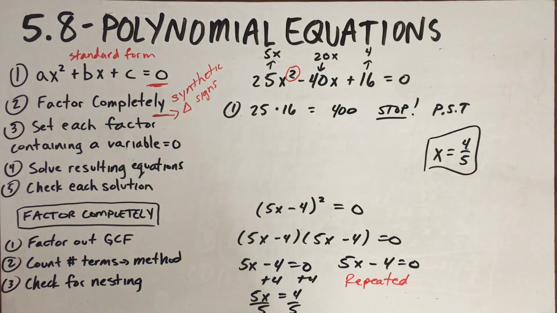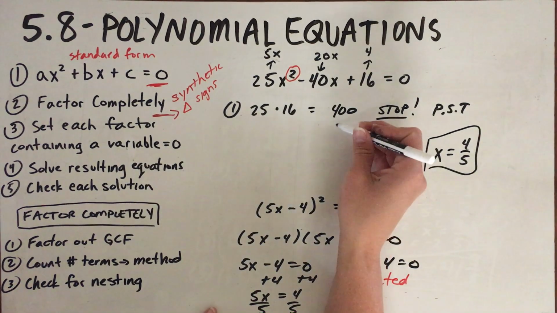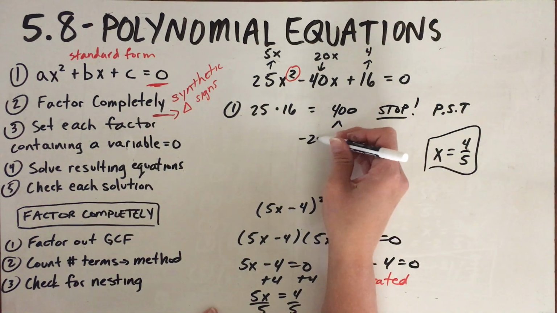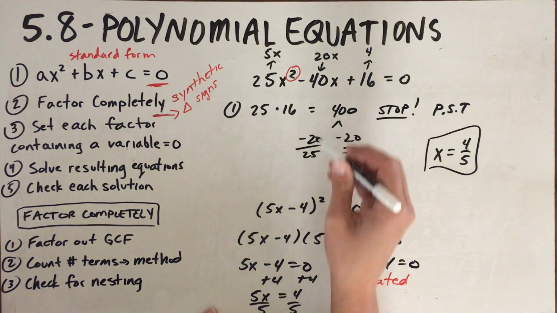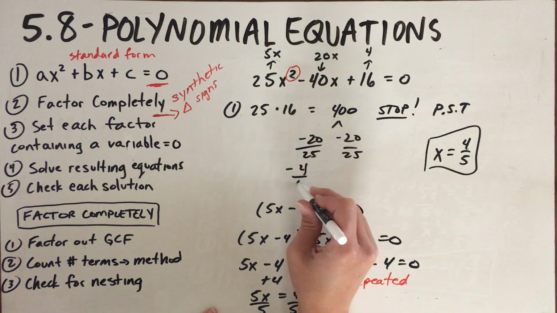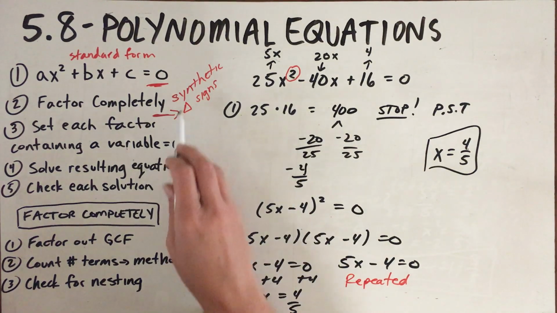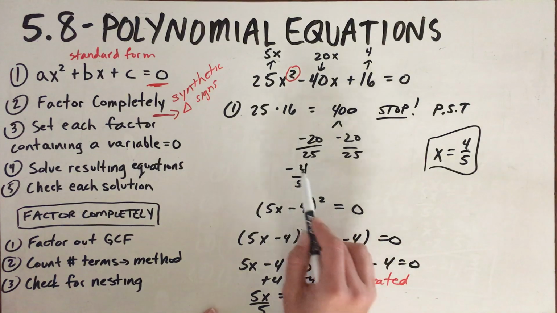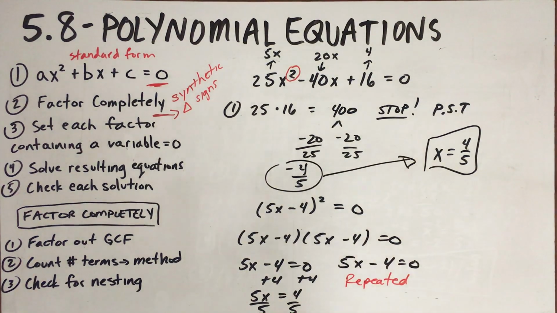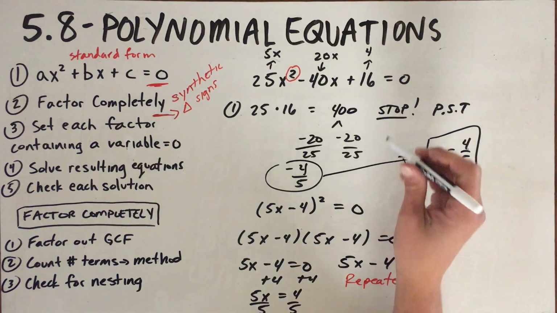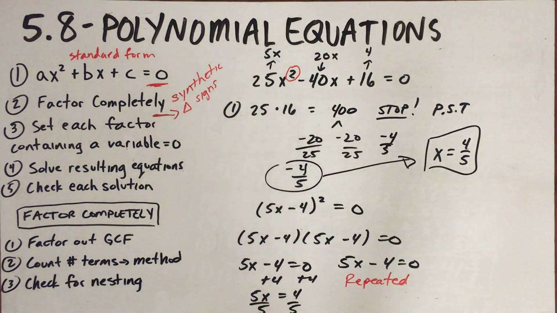Just want to point out, if we kept doing synthetic factoring, I would have gotten a -20 and a -20. This would be over 25, and you can see that this reduces to a -4/5, which with synthetic factoring, we said, oh, you can stop after factoring this step 4 and change the sign. So you can see here that you would have gotten 4/5, but both of these would be 4/5, so you'd get that twice. Again, that is called a repeated factor. This happens when you have a perfect square trinomial.